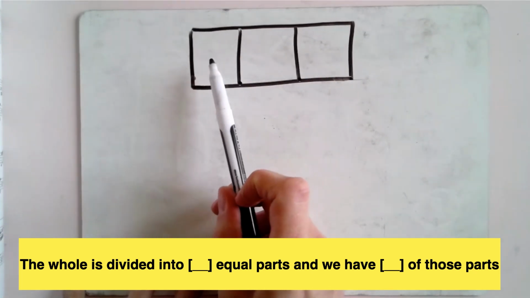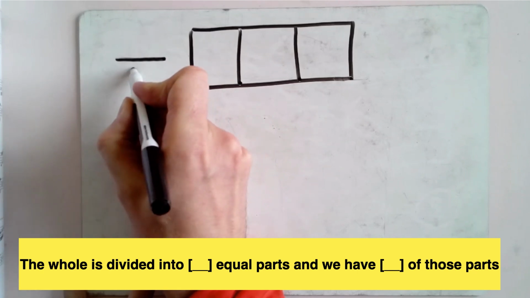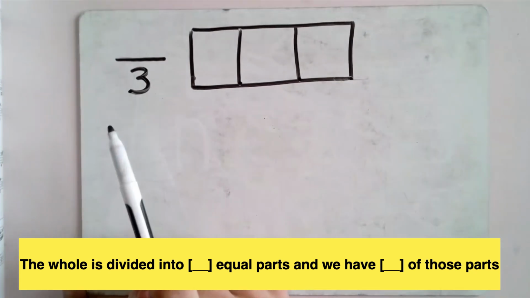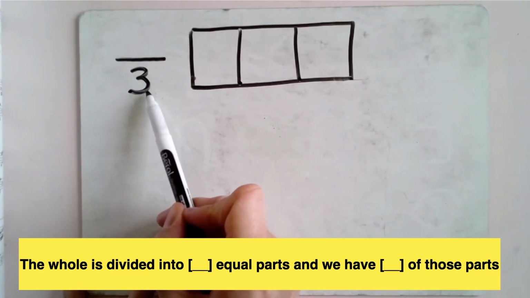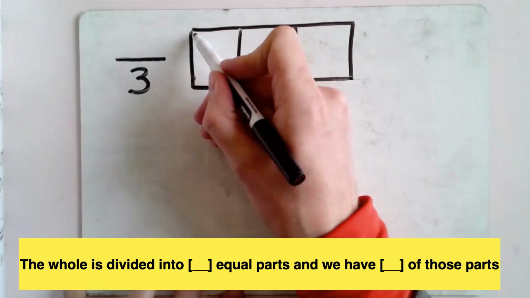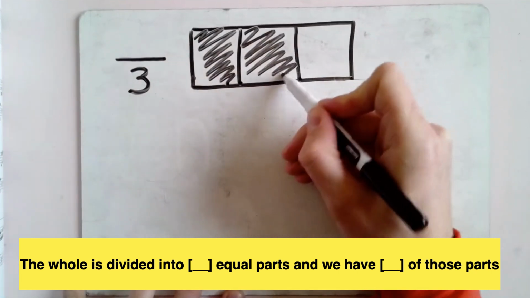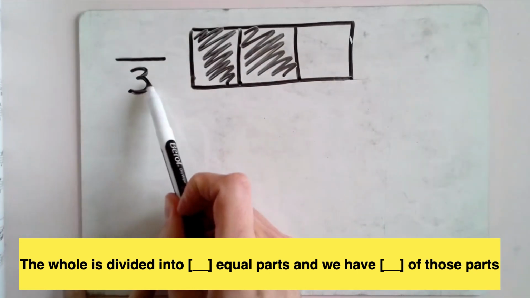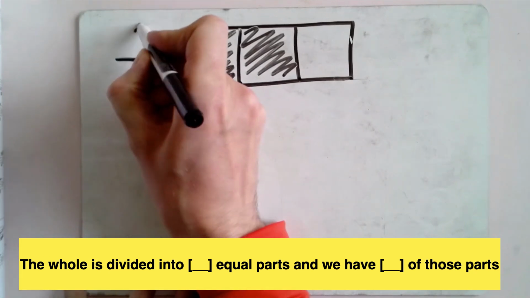In this case, we have 3 equal parts. Now that tells us what goes on the bottom of our fraction. So the whole bar is divided into 3 equal parts. That goes on the bottom of our fraction. It's called the denominator. And then we work out on the top how many of those parts I've got. So here I've got 1, 2 of those parts. So the whole is divided into 3 equal parts, and we have 1, 2 of those parts.